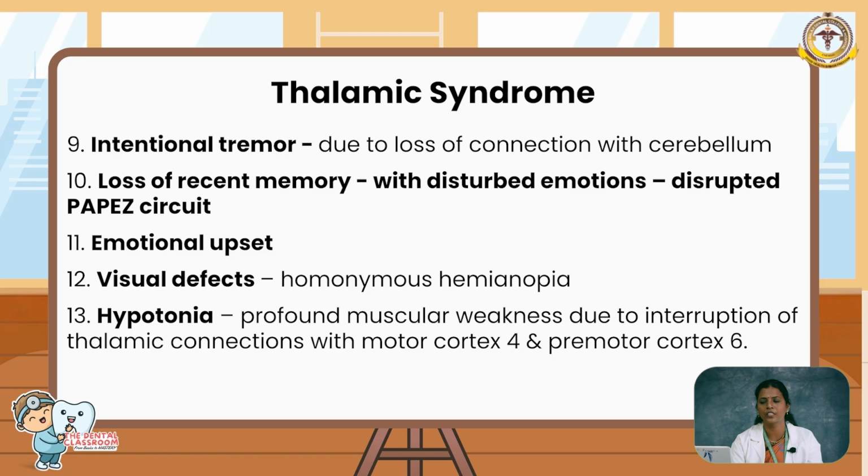As I told you before, there is homonymous hemianopia because of a lesion in the lateral geniculate body, and a medial geniculate body lesion leads to auditory defects. Hypotonia is also observed, where there is profound muscular weakness due to interruption in thalamic connections of motor cortex area 4 and premotor cortex area 6.